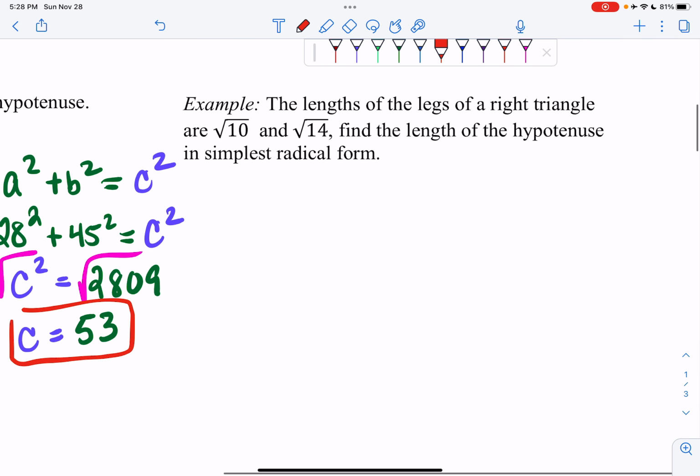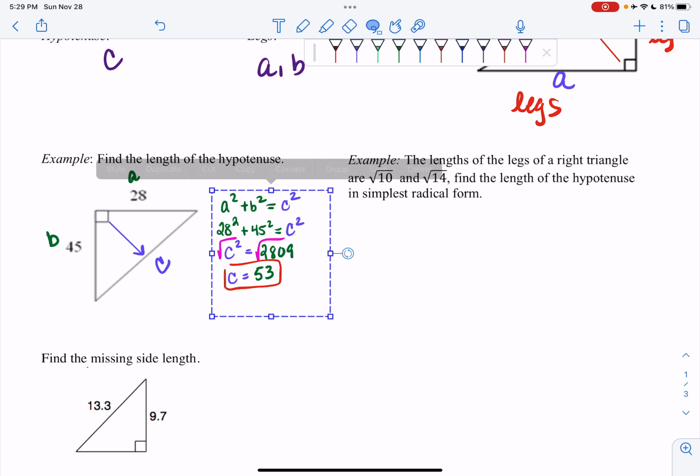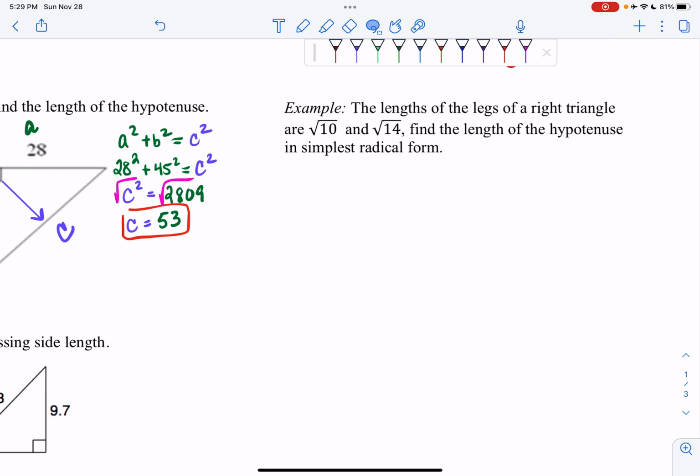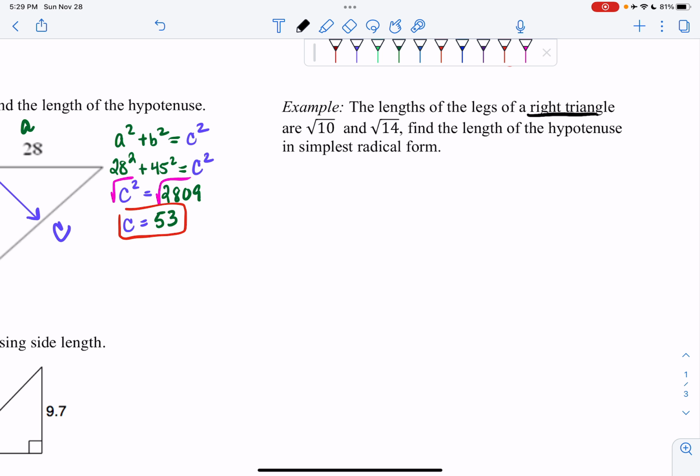Question number 2. The lengths of the legs of a right triangle are square root 10 and square root 14. Find the length of the hypotenuse in simplest radical form. So what we're going to do is we're simply going to set up our image, because we don't have an image drawn, so we should draw in an image to make sure we know what the question's asking. So since we're talking about a right triangle, I'm going to draw a right triangle. And as you can tell, I'm great at drawing. I can even put in my right angle as well.